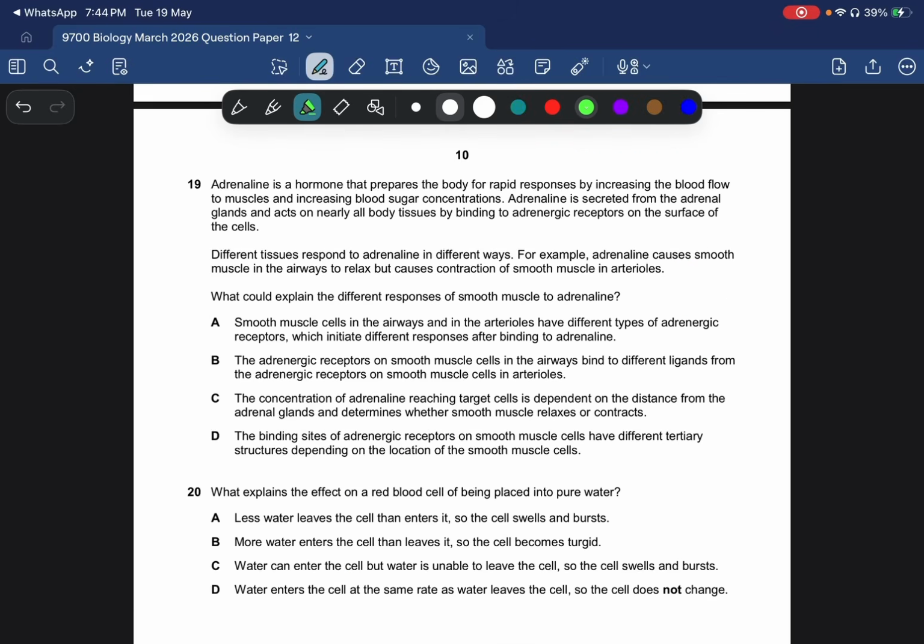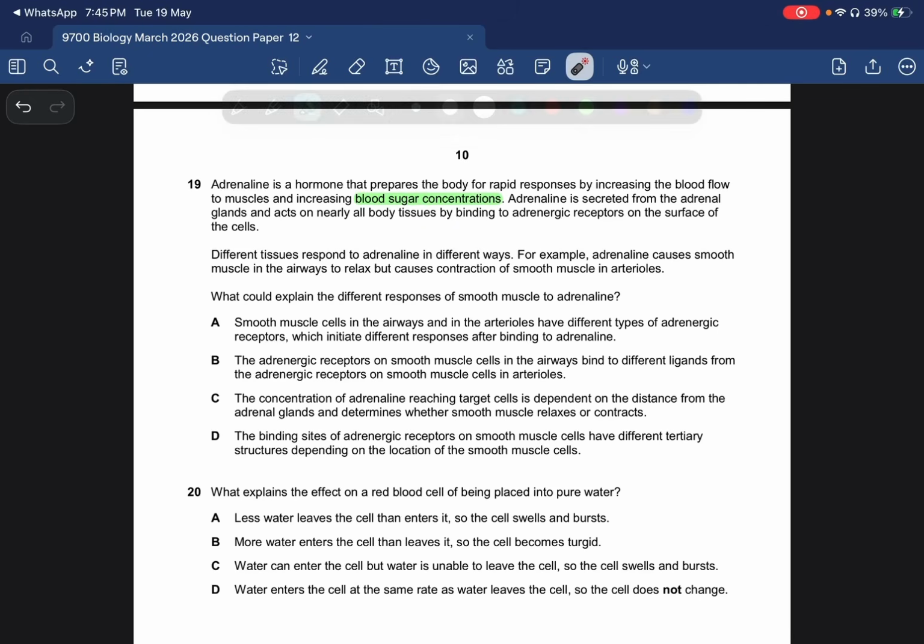Question number 19. Adrenaline is a hormone that prepares the body for rapid responses by increasing the blood flow to the muscles and increasing the blood sugar concentrations. Why does that happen? Why do we increase the blood sugar concentrations? It's because we need to ensure that all of the cells take in as much sugar from the blood as they need, and they can use the sugar, or in other words, glucose, break it down to release energy, which they can use for their fight or flight response.